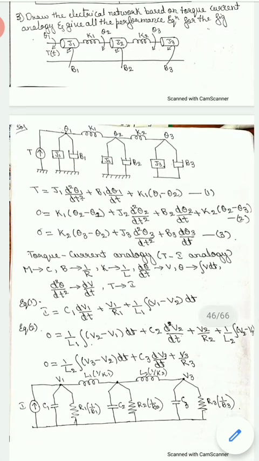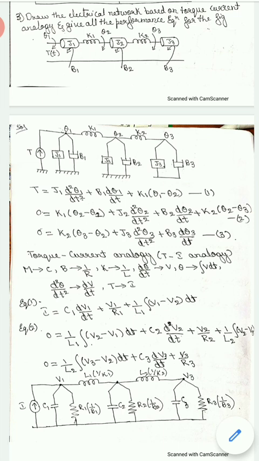We will replace the elements. After replacing, you will get equation 1 as I is equal to C1 dV1 divided by dt plus V1 divided by R1 plus 1 divided by L1 integration of open bracket V1 minus V2 close bracket dt.